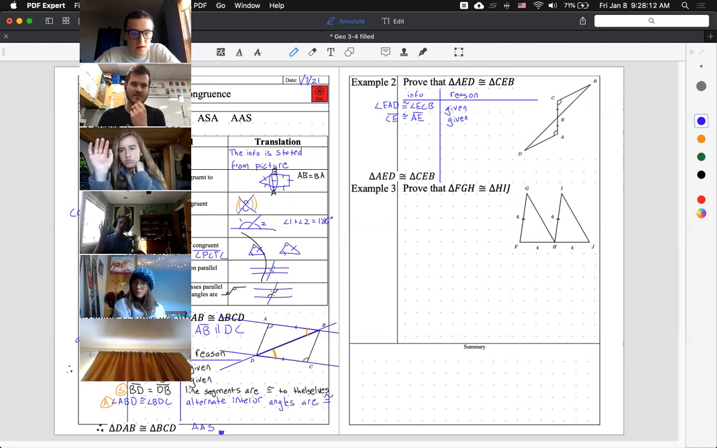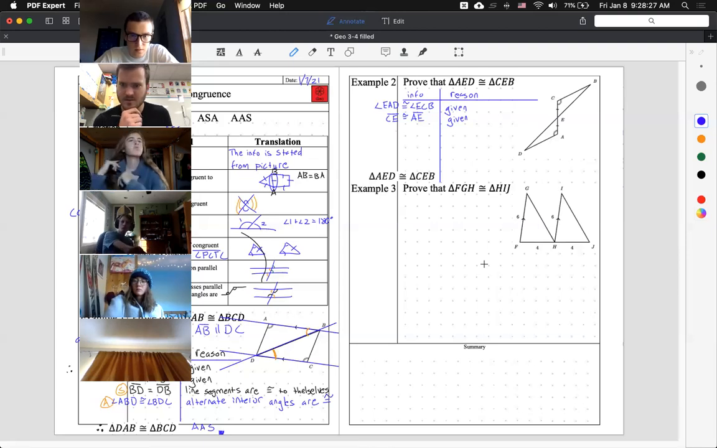I'm trying to figure out who this is in the shadows. I think it's Ulysses. Ulysses, yeah, go for it. Is it like vertical angles are congruent? Which vertical angles? Which angle would it be? Would it be like CED and like AB?